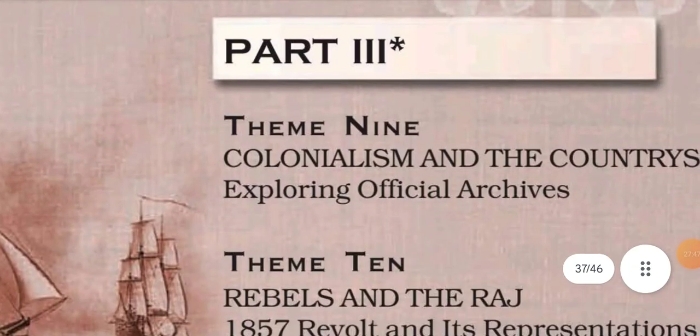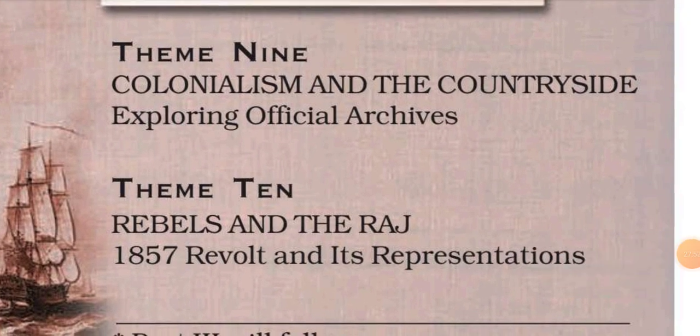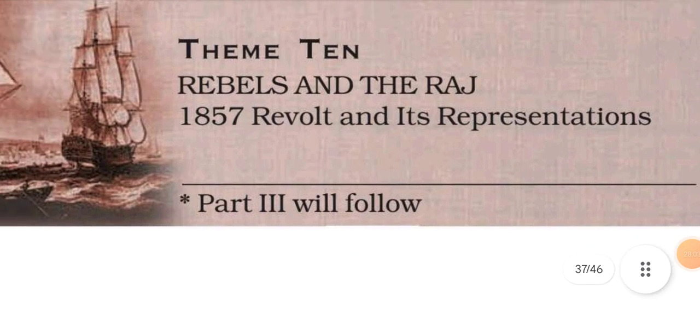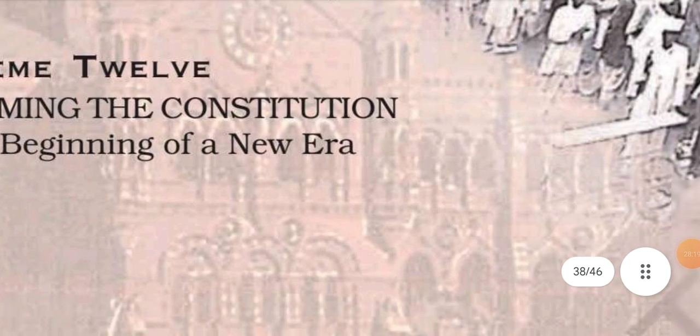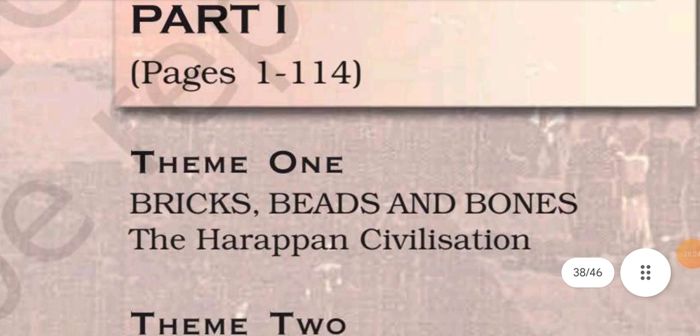Part 3. Theme 9: Colonialism and the Countryside: Exploring Official Archives. Theme 10: Rebels and the Raj: 1857 Revolt and its Representation. Theme 11: Mahatma Gandhi and the Nationalist Movement: Civil Disobedience and Beyond. Theme 12: Framing the Constitution: The Beginning of a New Era. Part 1, pages 1 to 114.